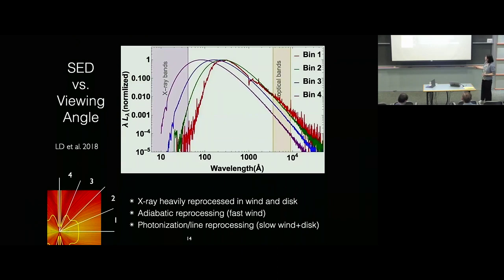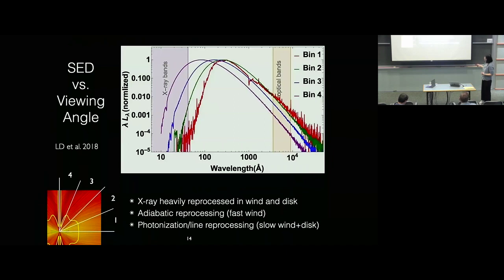When we fix the accretion rate and look at different viewing angles, this is the spectrum we see, going from the polar direction to the disk direction. We can see that indeed along the polar directions, the X-rays can leak out. As we go into larger inclinations, in the faster wind, we see a lot of adiabatic reprocessing. And in the slower wind and the disk region, we see a lot of photonization and line reprocessing. That is heavily reprocessing the X-rays into mostly UV and optical at larger inclinations.